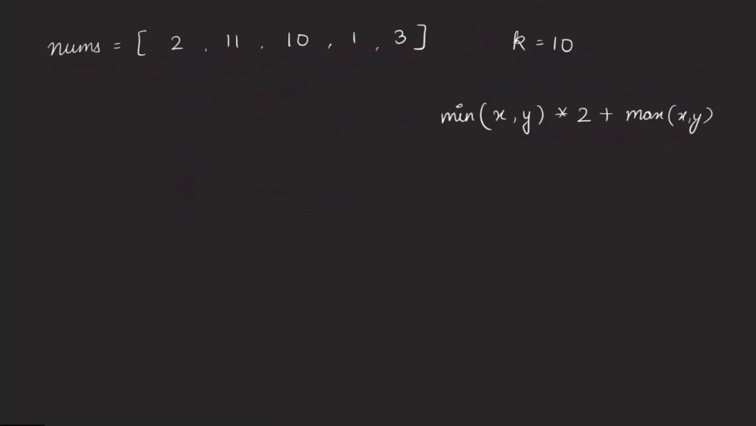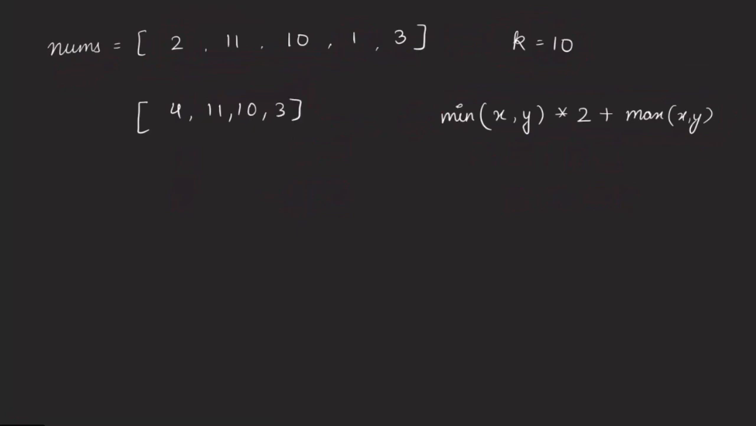So what we will do is pick the two smallest elements from nums, which will be 1 and 2. So x will be 1, y will be 2. If we find the value of this equation, then the minimum of x and y is 1, times 2, plus the maximum of x and y, which is 2. So it will be 2 plus 2, that is 4. So 2 and 1 will be removed and 4 will be inserted anywhere into the array. So our array will now look something like 4, 11, 10, 3.